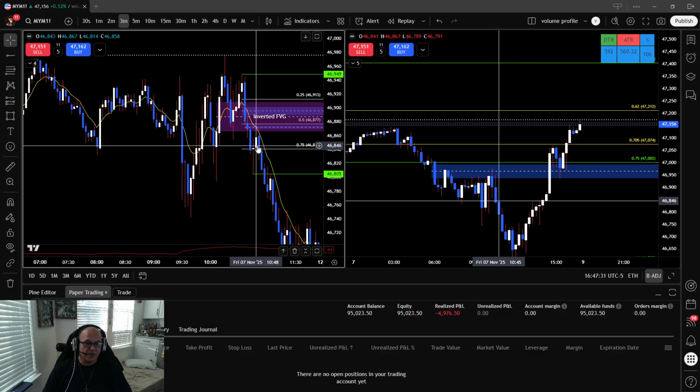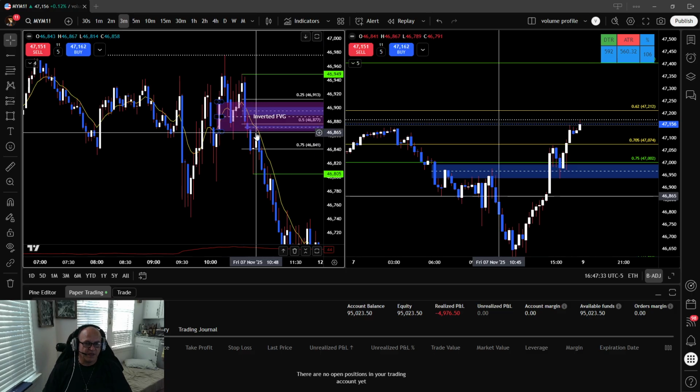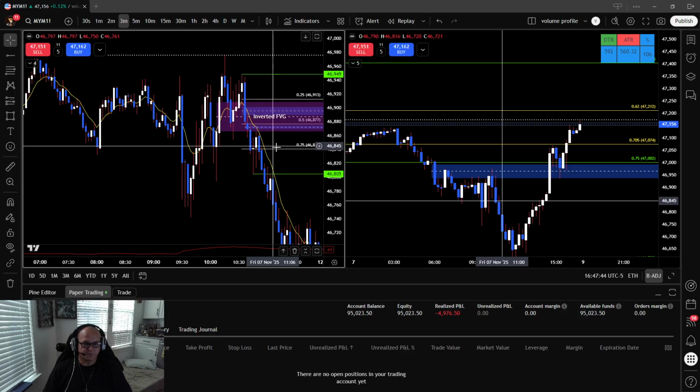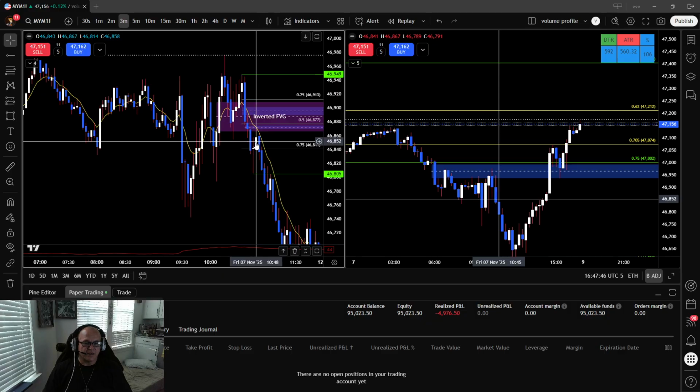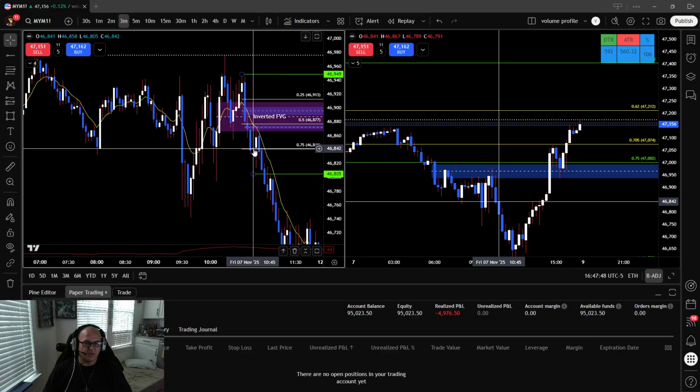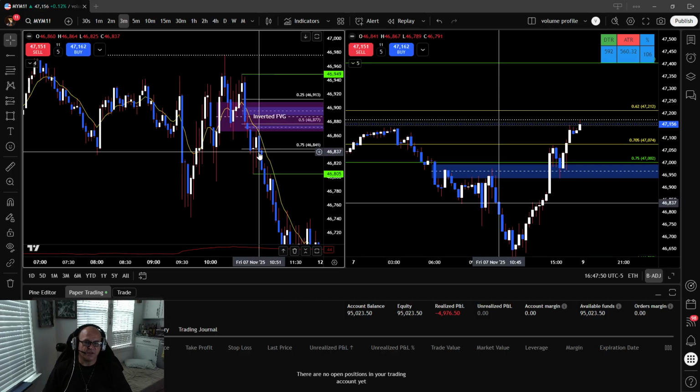Okay. But with all of this confluence, inverted fair value gap being touched at the 9 EMA, coming off the 15-minute midline that is held nicely twice, I'm willing to enter that trade as soon as we break and close back below the 75% DRT level.